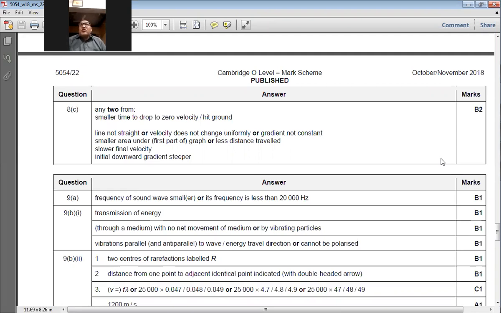Yes, the graph will become steeper because the value of the deceleration will now be greater. Okay, so that was question number 8C part. Hopefully you will be able to write these answers.